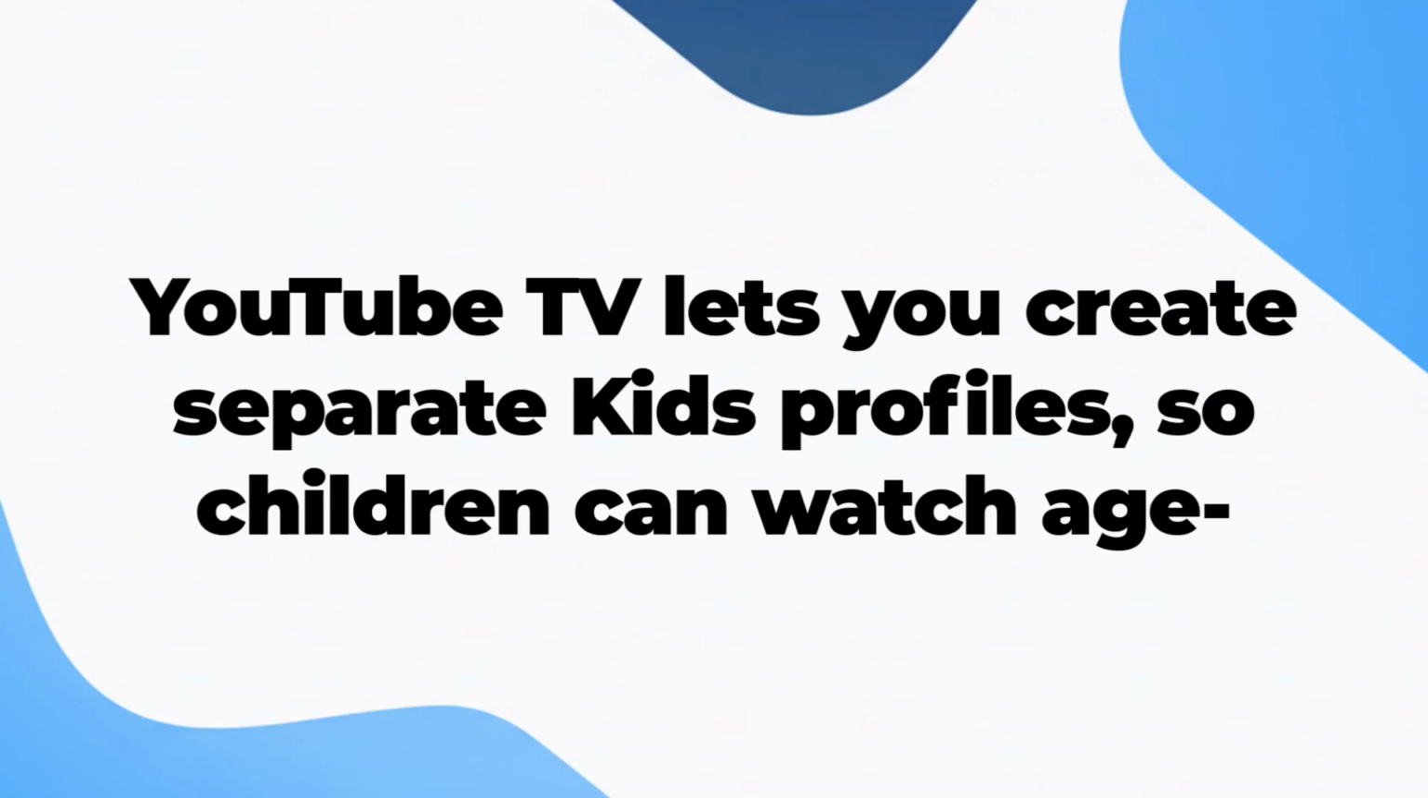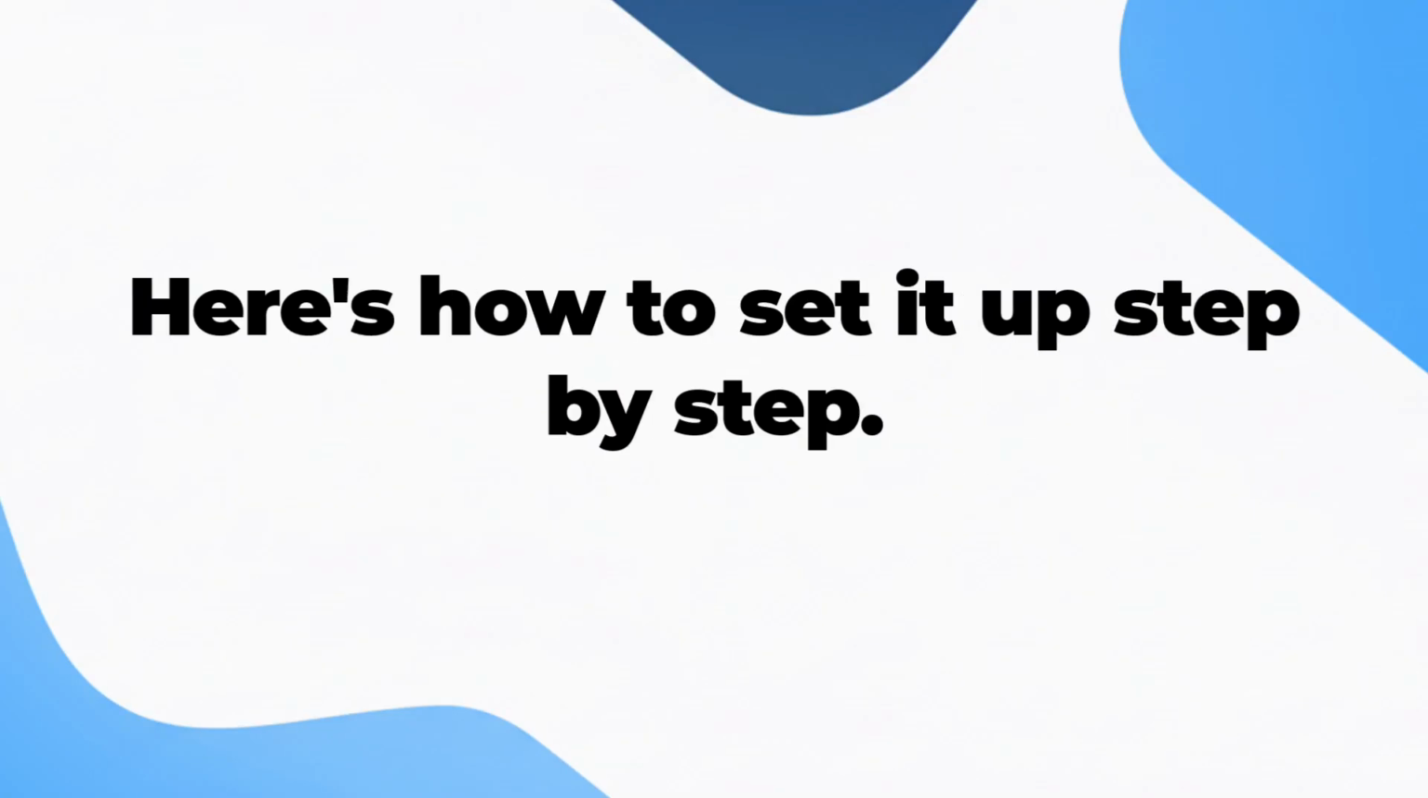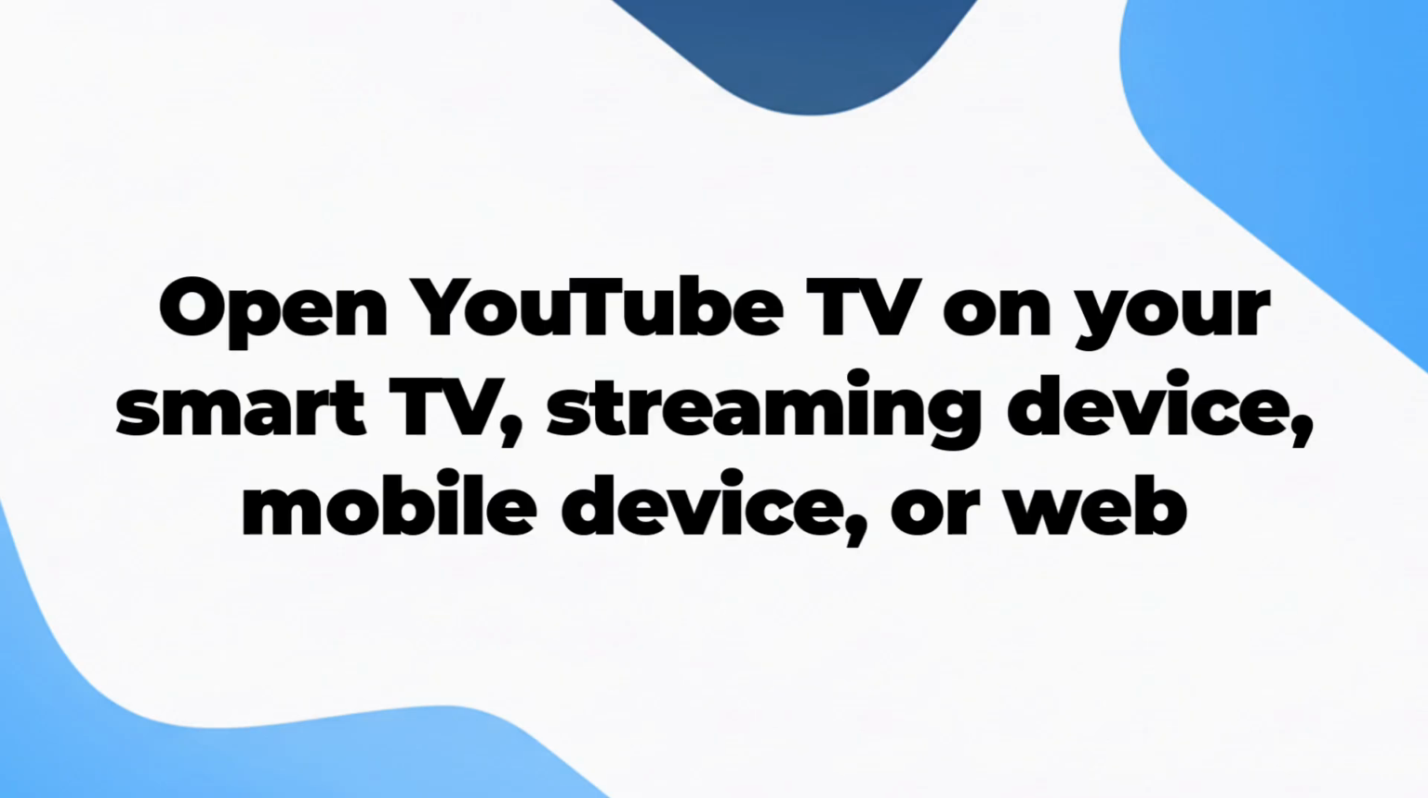YouTube TV lets you create separate kids' profiles so children can watch age-appropriate content. Here's how to set it up step by step. Step 1. Open YouTube TV on your smart TV, streaming device, mobile device, or web browser.